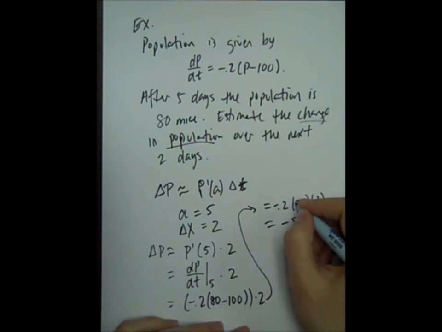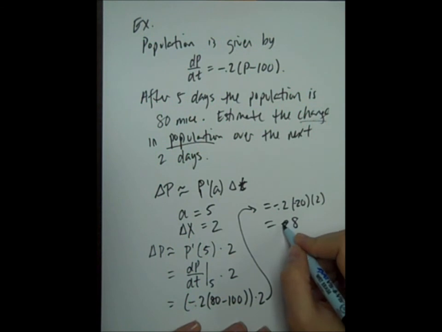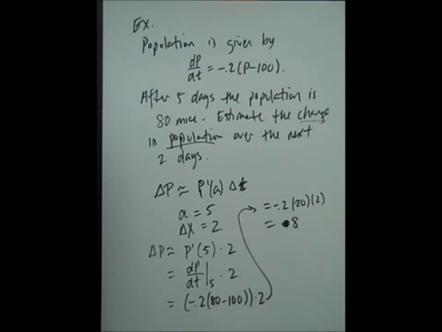Oh, I meant to put a negative there. It should have been a positive 8. So 0.2 times 20 times 2. So 8 mice. So again, we were looking for the change in the population.